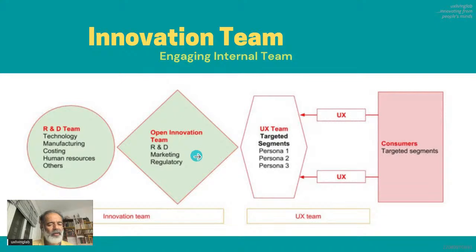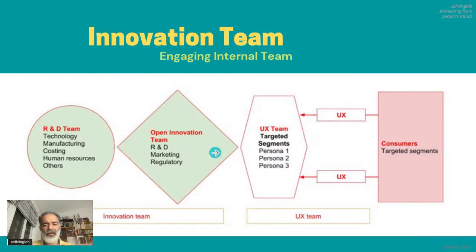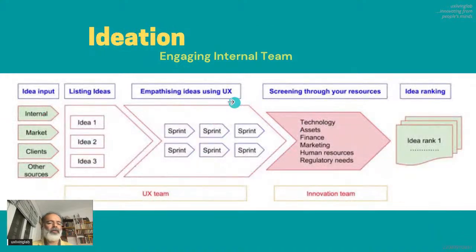So R&D team, marketing, and regulatory. These are the three categories of people you can put into innovation: R&D people, marketing people, and regulatory. Then there can be a UX team, people who can talk to the targeted segment. That can be the marketing team or different types of people. So we can divide into innovation team and UX team. These are the three components you can put inside the total internal team: R&D team, innovation team, and UX team. Okay.